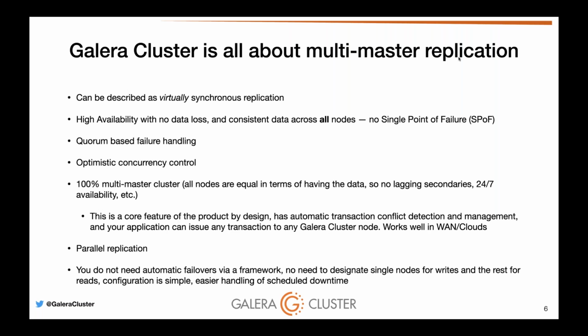Of course, we use optimistic concurrency control, and I alluded to how that works a little earlier, as to why you actually benefit from the certification. And we are, of course, a fully 100% multi-master cluster, right? All nodes are equal in terms of having the data. So you never have these lagging secondaries. Everything is available 24/7. And this is a core feature of the product by design because it has automatic transaction conflict detection and management. Basically, your app can issue transactions to any node and it should just work.